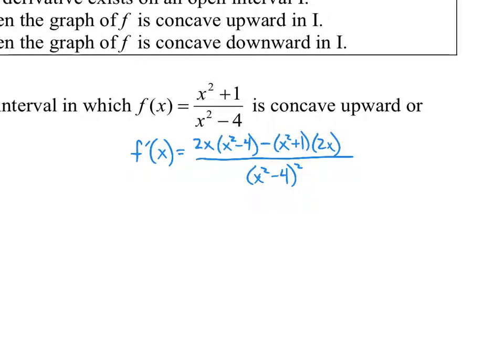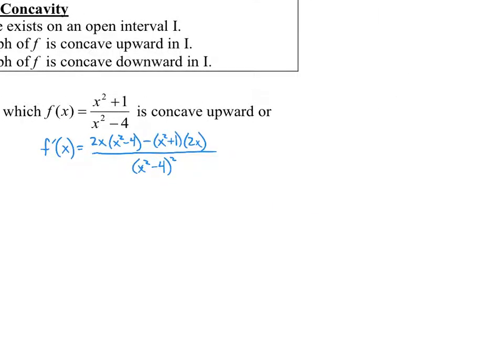This is where simplifying things can be really helpful before I try to take the second derivative. I'm going to factor the 2x out of the top. And notice what's left over. I have an x squared minus an x squared. That's kind of nice, so that's 0. And I have a negative 4 minus 1, so that's a negative 5. So my numerator ends up just being negative 10x, and this is over (x squared minus 4) squared.